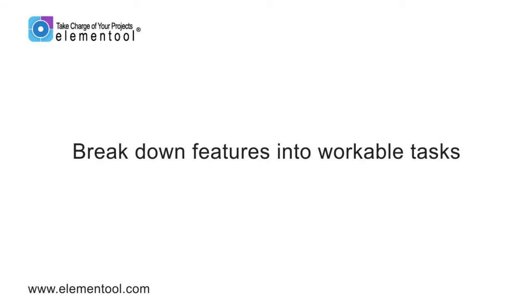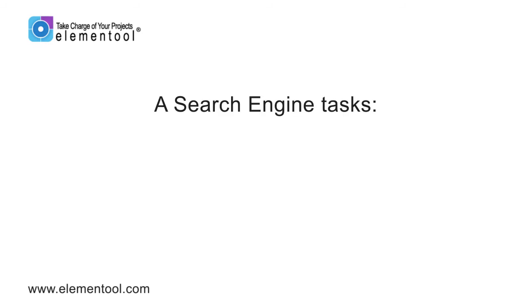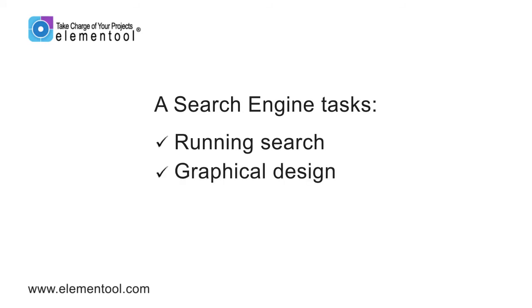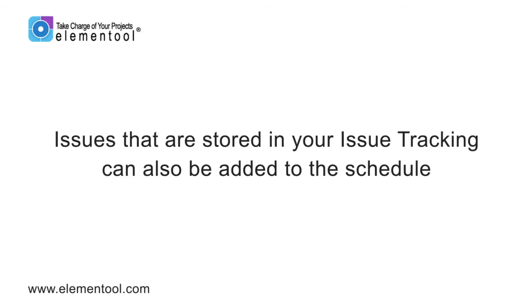Features then must be broken down into workable tasks. For instance, a search engine feature may be broken up into a running search task for a coding expert and a graphical design task for the graphics expert. Yet another task might be for a copywriter to create text to go along with the search engine feature. Issues that are stored in your issue tracking can also be added to the schedule.